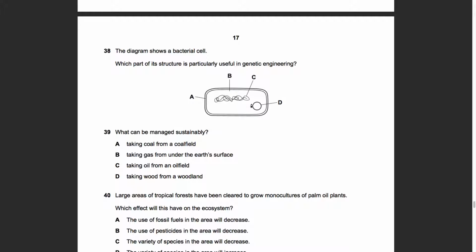This is called a plasmid. And this is a ring of DNA that bacteria may have several of, and this can have genes inserted into it from other organisms such as humans, and we can actually get those bacteria to make our proteins for us, such as enzymes or hormones like insulin. So D is the correct answer.